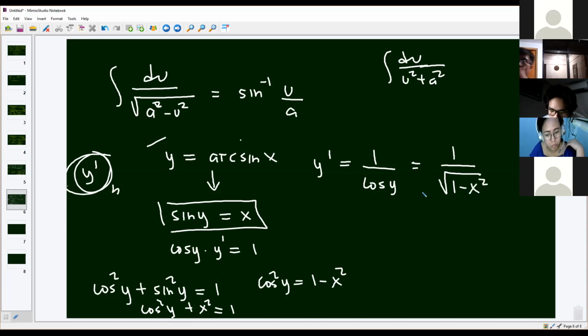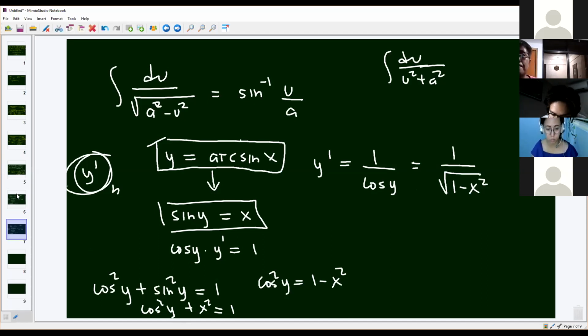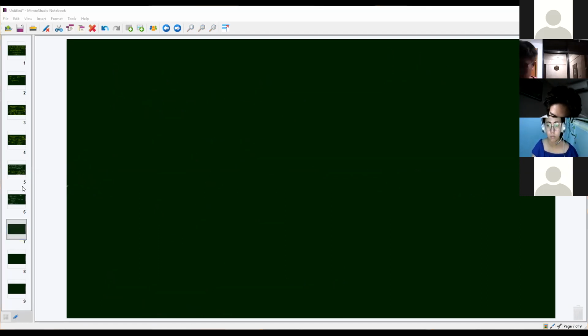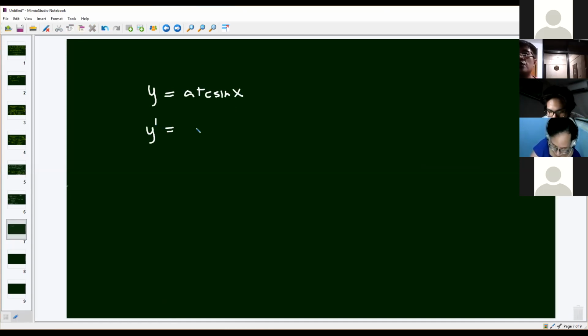We take the positive. So meaning, if you have this as your function, let me put that in a fresh page. There. Meaning, if you have a function y is equal to arc sine x, the derivative is, of course, 1 over square root of 1 minus x squared. That's what we got.